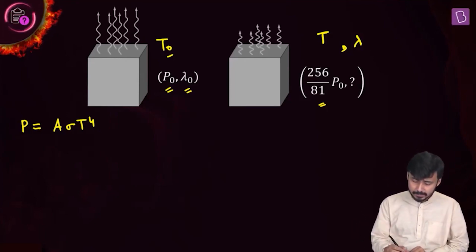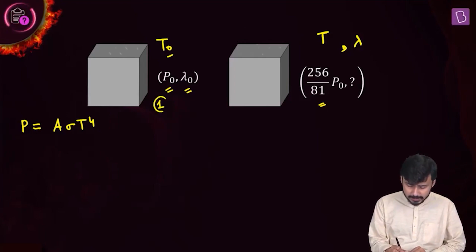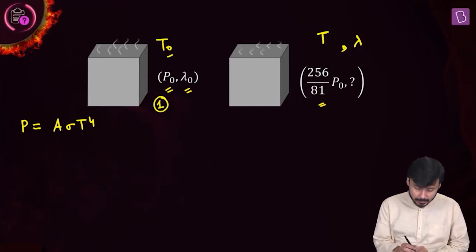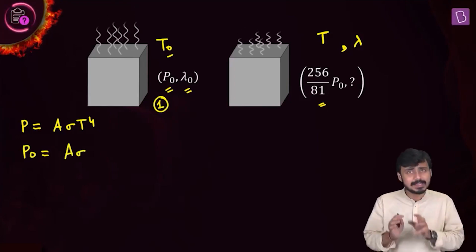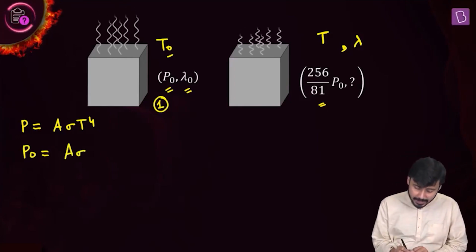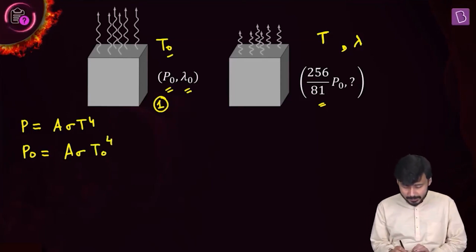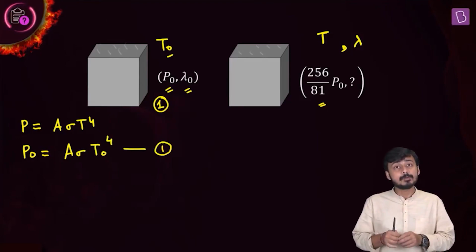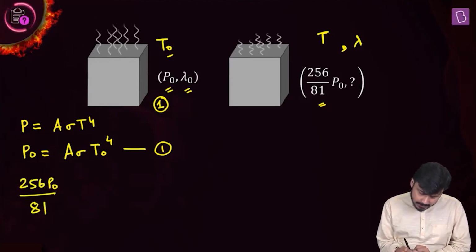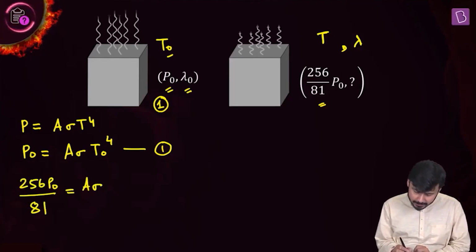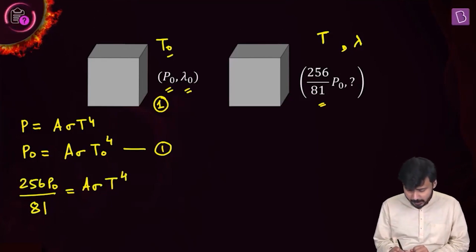Now from case 1, if you apply the formula, you can write P naught, the power emitted, is given by A sigma, where A is the area of the body, into T naught power 4, right? That's equation number 1. And the same formula you can apply for case 2. You will write power changes to 256 P naught by 81, which must be equal to A sigma T power 4, where temperature changes to T.